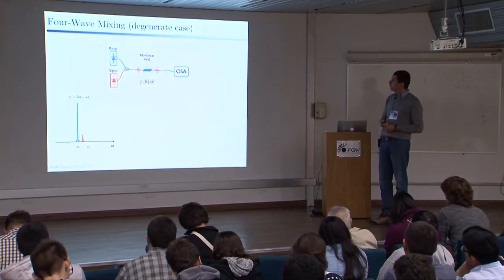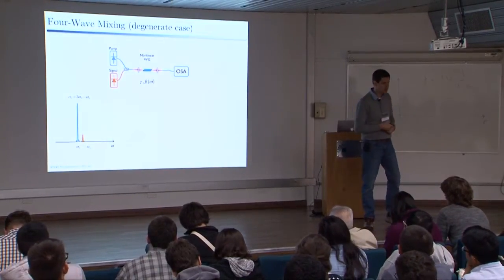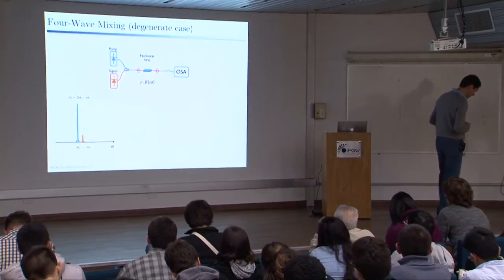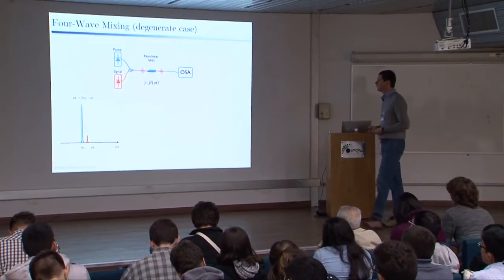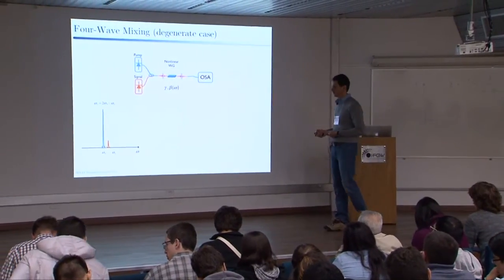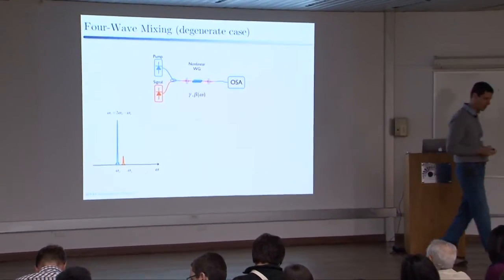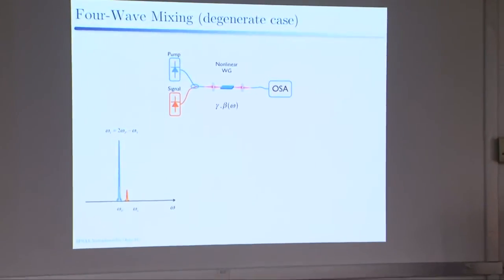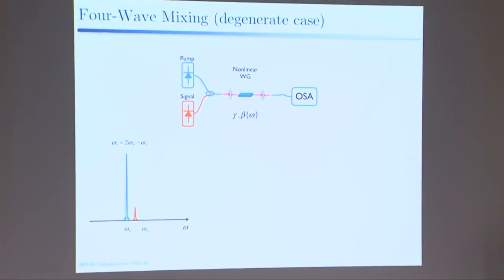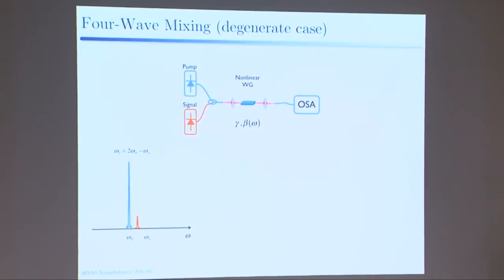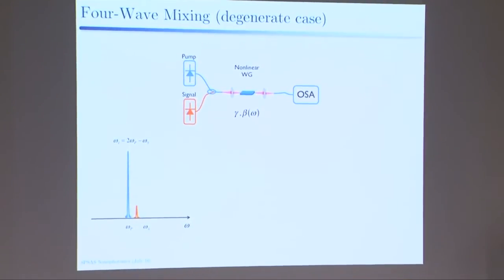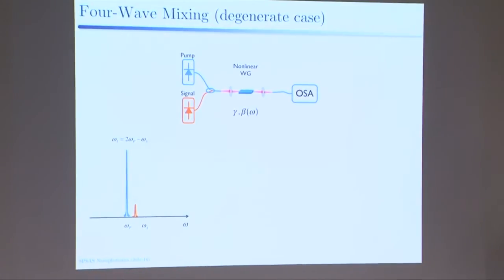Very well. So finally, the case that we wanted to treat since the beginning, which is the four-wave mixing case. And it's degenerate because I have only two frequencies. So all the terms that are non-degenerate, omega 1 plus omega 2 plus omega 3, that goes away. We only have the terms that are 2 omega 1 minus omega 2 or 2 omega 2 minus omega 1.